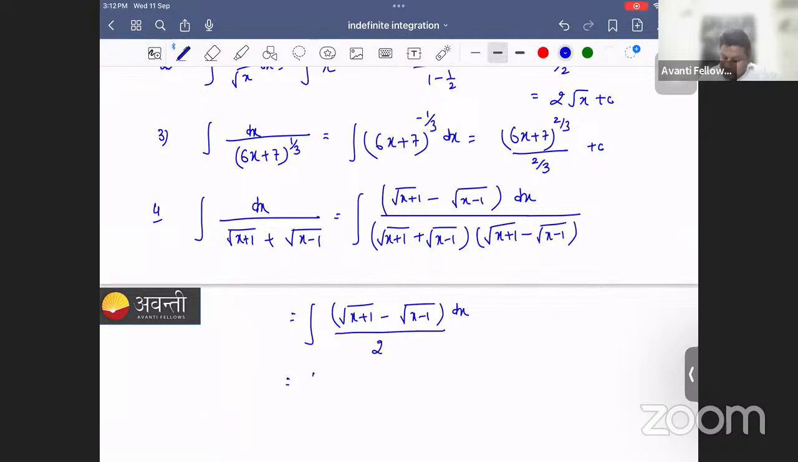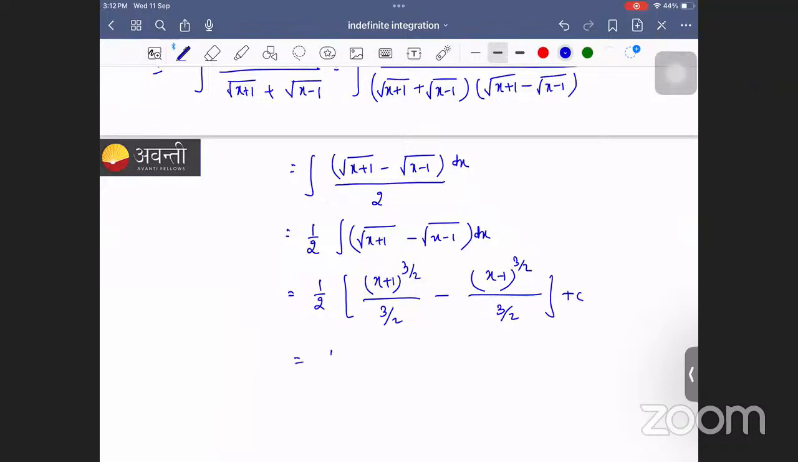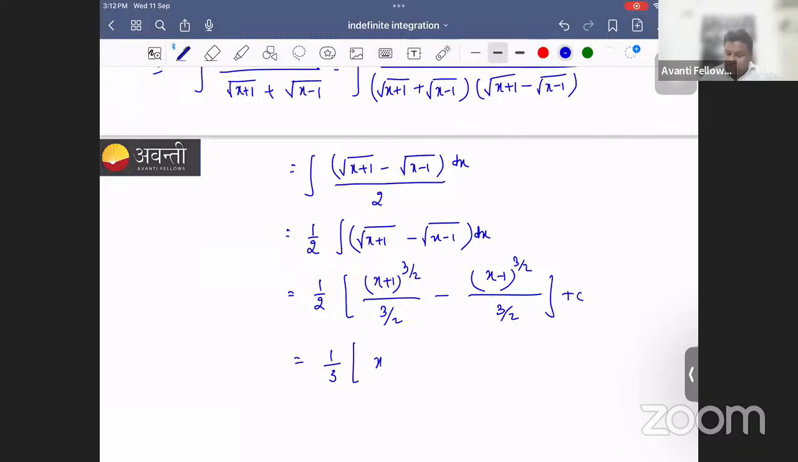So the half came outside, integration of root of x plus 1 minus root of x minus 1 dx. So this became (x plus 1) raised to the power 3 by 2 upon 3 by 2 minus (x minus 1) raised to the power 3 by 2 upon 3 by 2 plus constant. So your answer is 1/3 of (x plus 1) raised to the power 3 by 2 minus (x minus 1) raised to the power 3 by 2 plus constant. This is your answer.